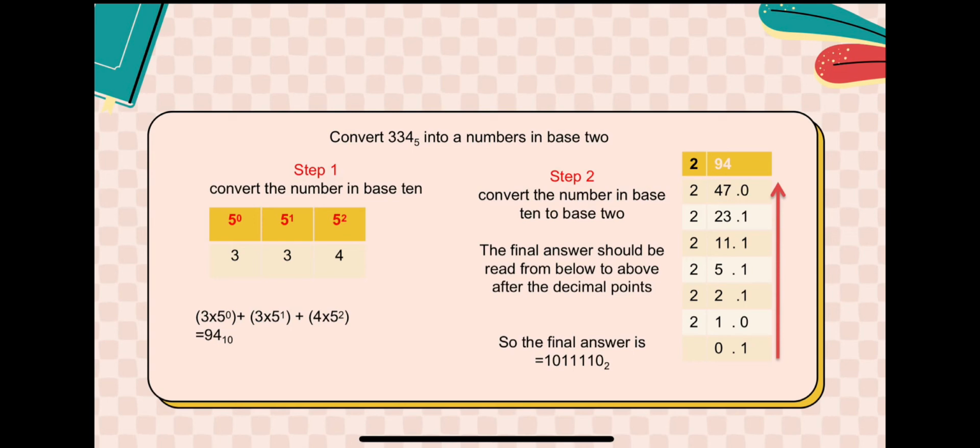The way to read the answer is from bottom to top. We just take the remainders, which give 101110. So from there we get the final answer: 101110 in base 2. These steps may be used in other number bases also.